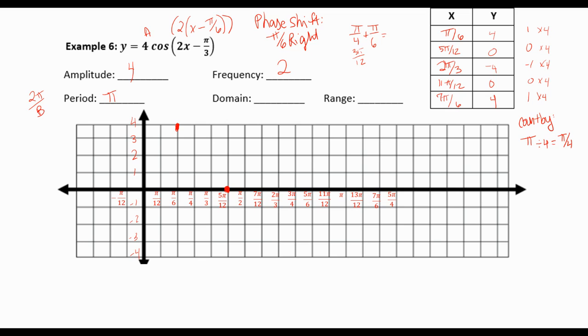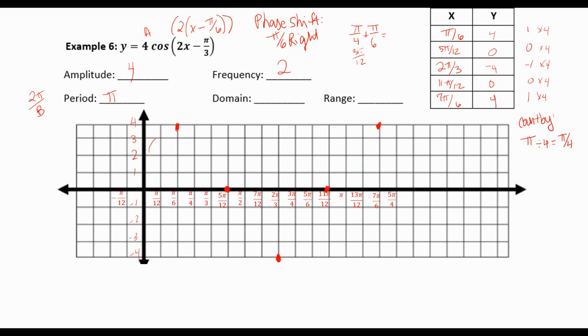Oh, now that looks like 21. Oops. All right, 2 pi over 3. 2 pi over 3 is going to give us negative 4. 11 pi over 12 is 0. And 7 pi over 6 is positive 4. I know it's very easy to try to make this a V, but remember that cosine is actually a curve, so we want to be very much aware of that.